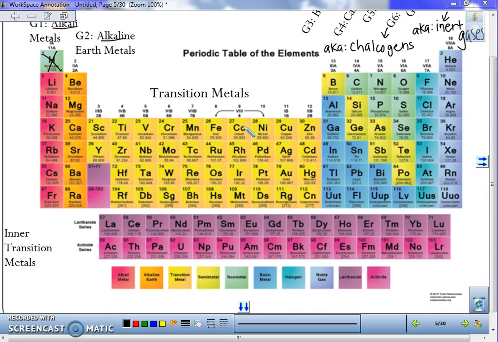The transition metals make up the D block. The transition metals get their names because they can change oxidation states, or they can change their charges because they have a varying number of valence electrons. And then last but not least, you have the inner transition metals made up of the lanthanide and actinide series. You may also hear these referred to as the rare earth metals.